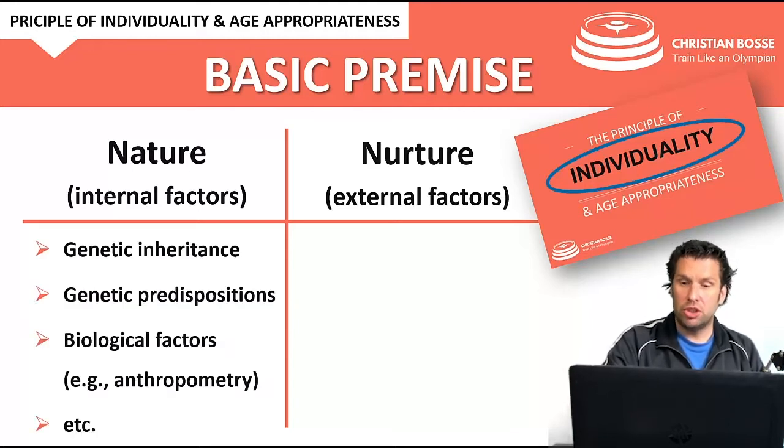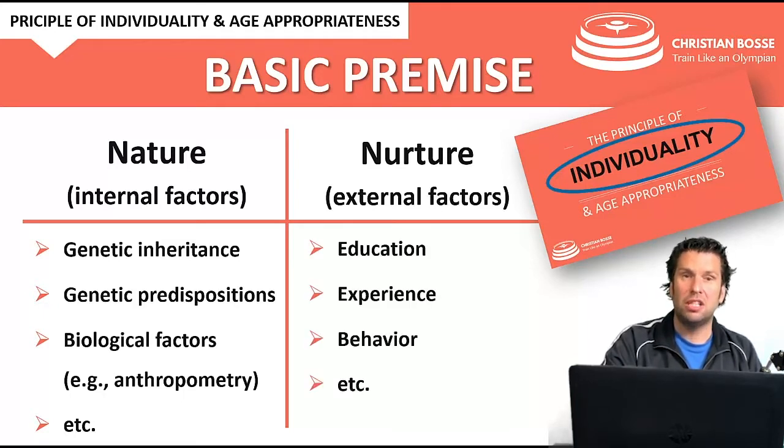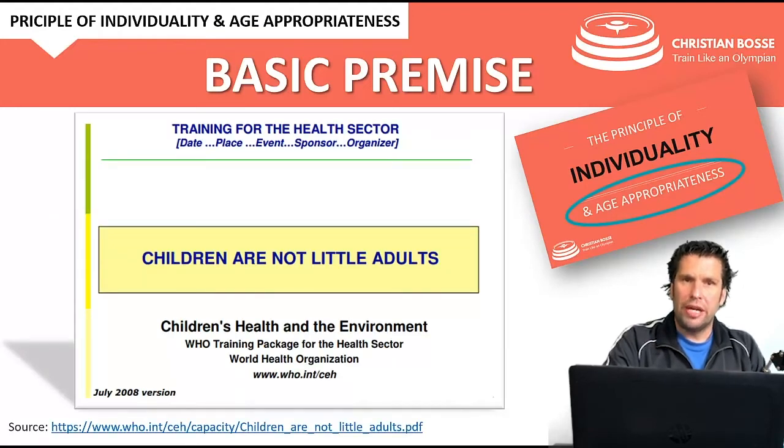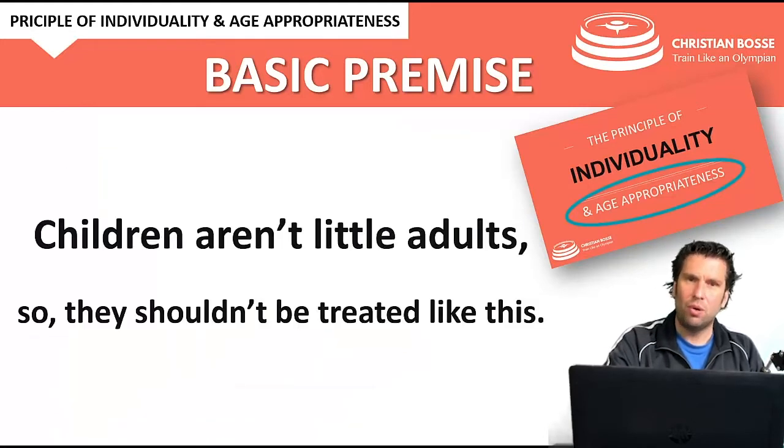Nature can be genetic inheritance and predispositions, as well as biological factors such as anthropometry. There are a few more. Nurture are external factors that could be education, experience, behavior. So if we look at age appropriateness, the World Health Organization stated in their position paper in 2008, children are not mini adults, and therefore they should not be treated like adults because they are somewhat unique.